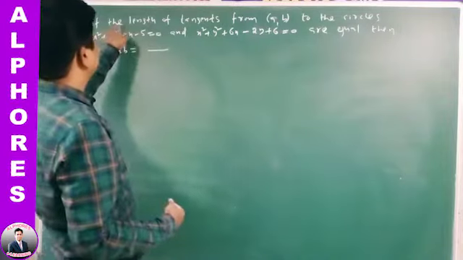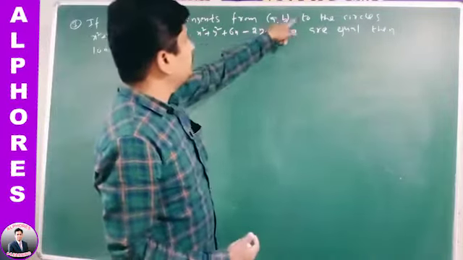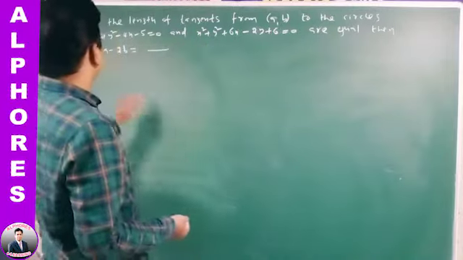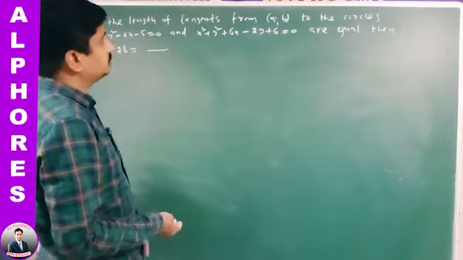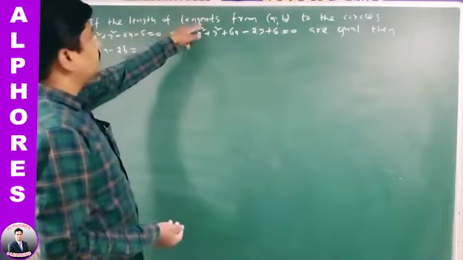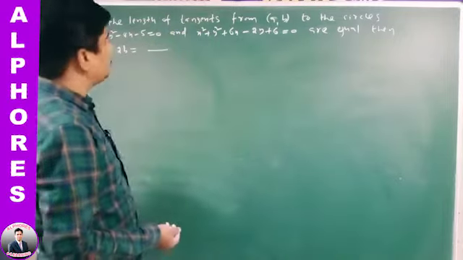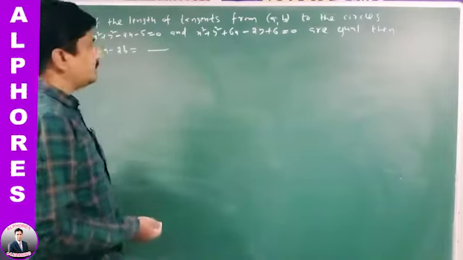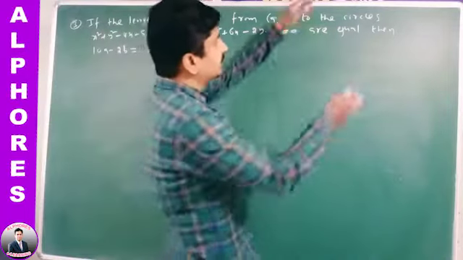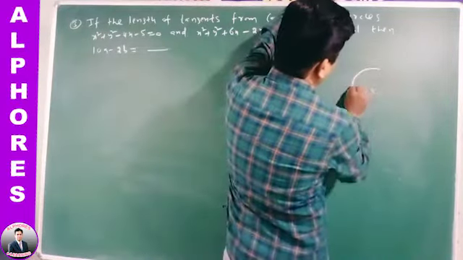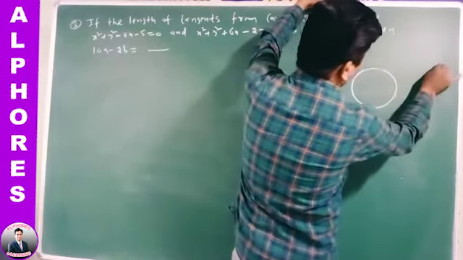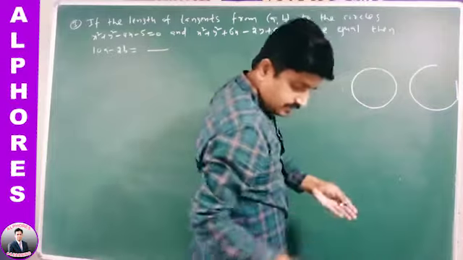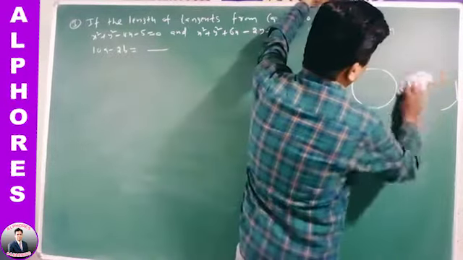Next problem: if the length of tangents from A comma B to these two circles are equal, then 10A minus 2B equal to what? Suppose these are the given circles.